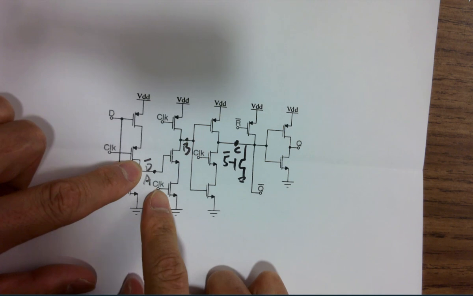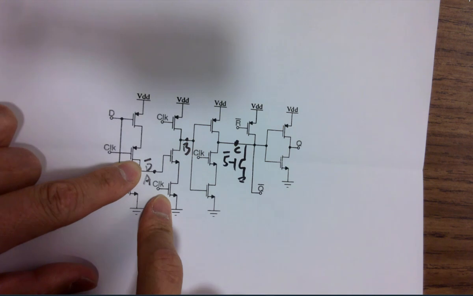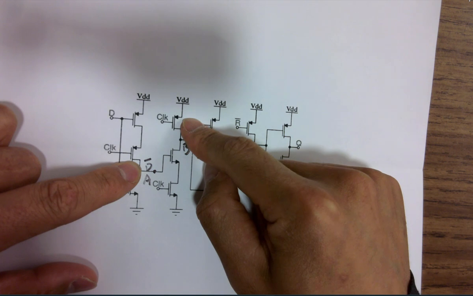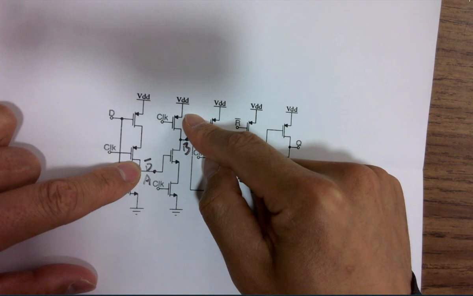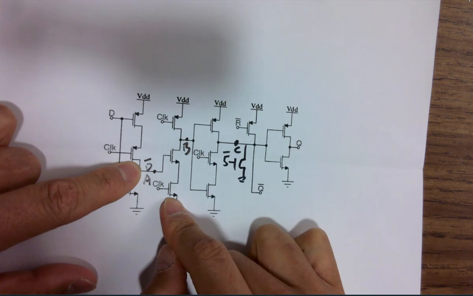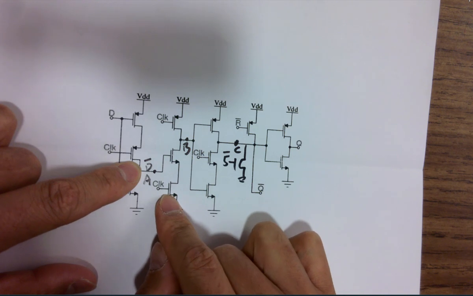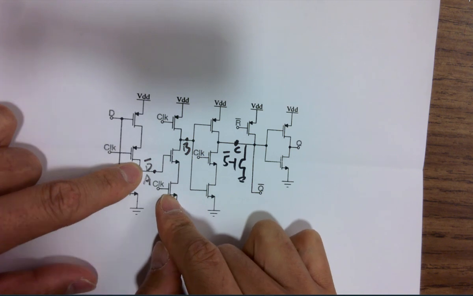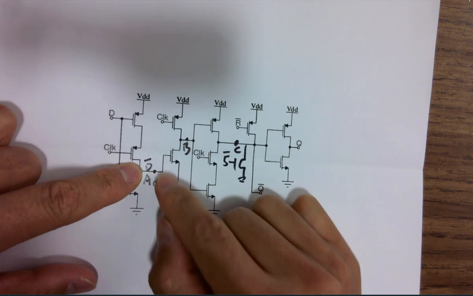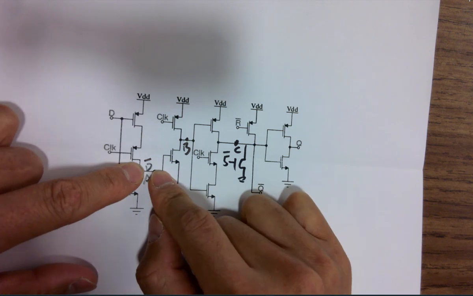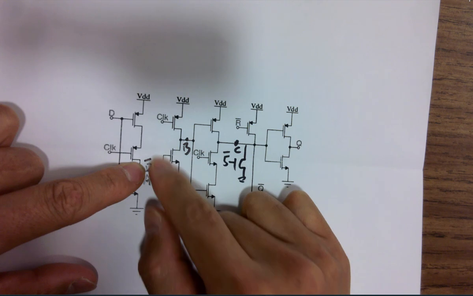What about this one? It's an NMOS, right? What about this one? It's a PMOS. So this will be off, and this will be turned on. If this is being turned on, now let's see. If D naught is 0, what's going to happen?